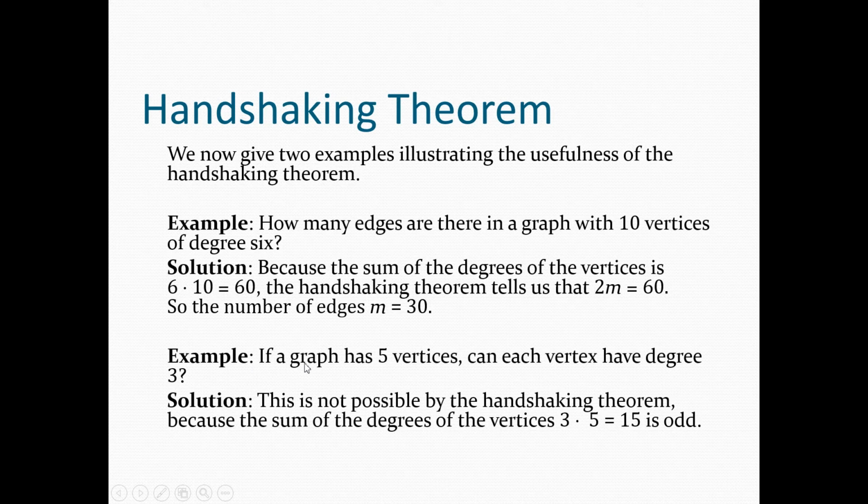Again, if a graph has 5 vertices, can each vertex have degree 3? Now it has 5 vertices. Can each vertex have degree 3? This is not possible by the handshaking theorem because the sum of the degrees of the vertices is 3 multiplied by 5, which is equal to 15, and this is odd. Okay.